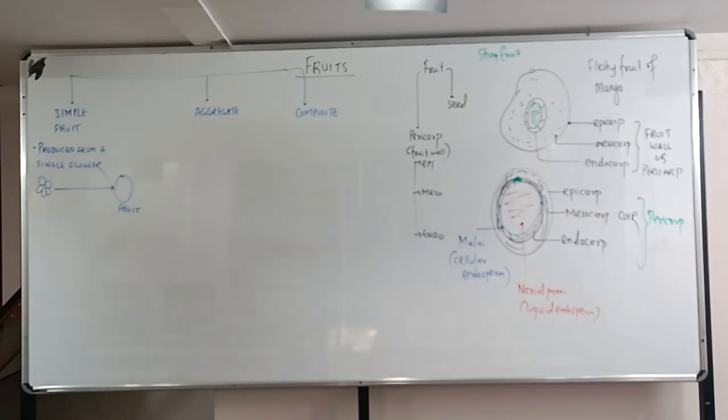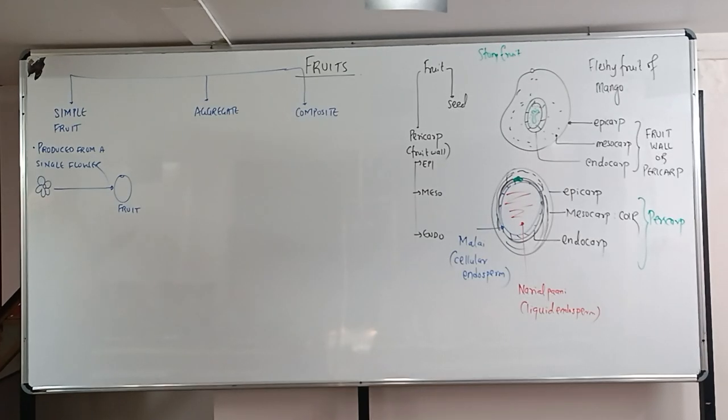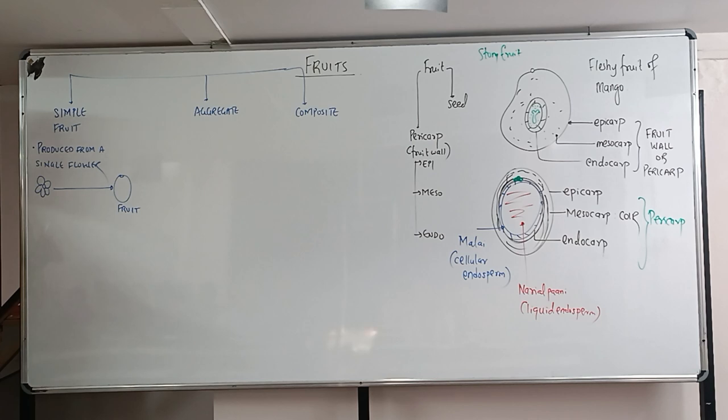So in simple fruit, one of the examples is mango. The mango in my hand has come from how many flowers? One flower. Okay, so this is rule number one: a simple fruit always develops from a single flower. Now we'll ask a further question.